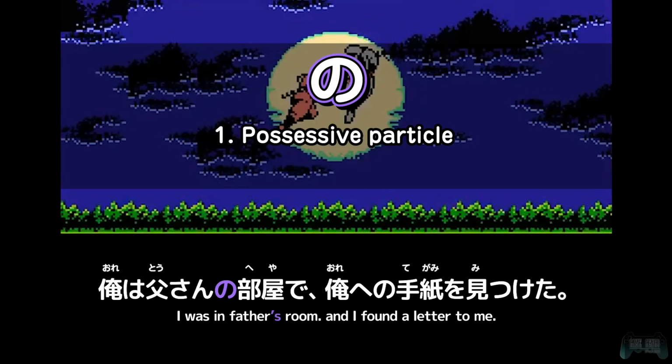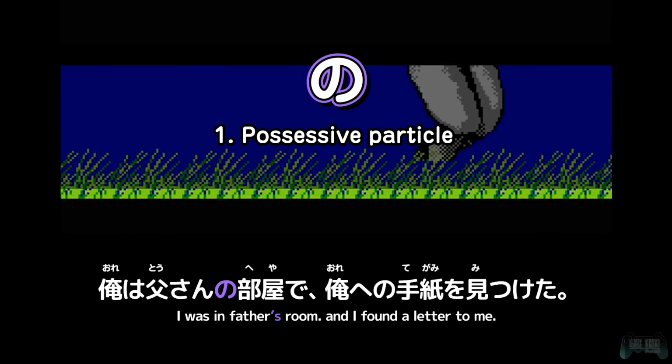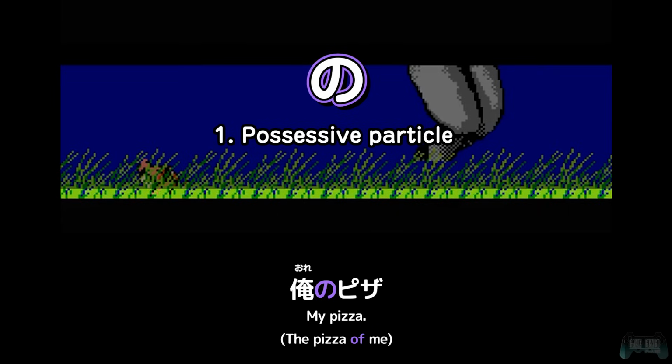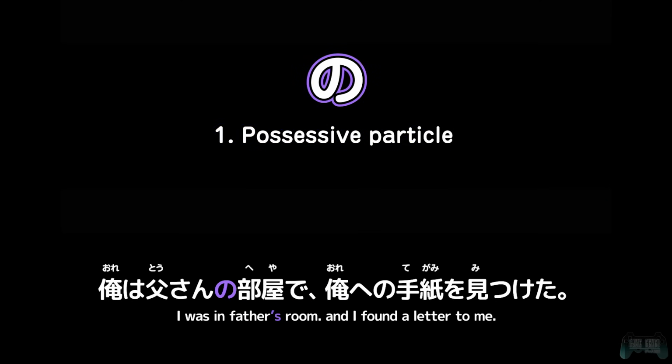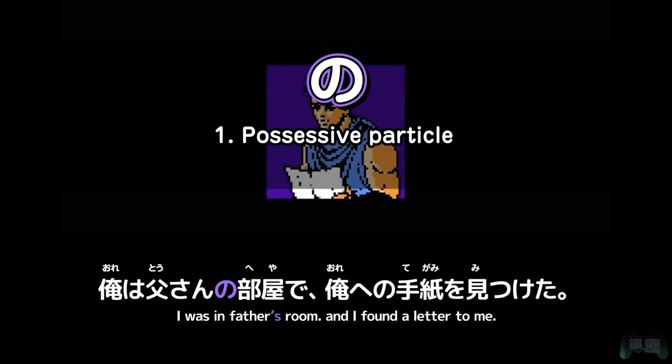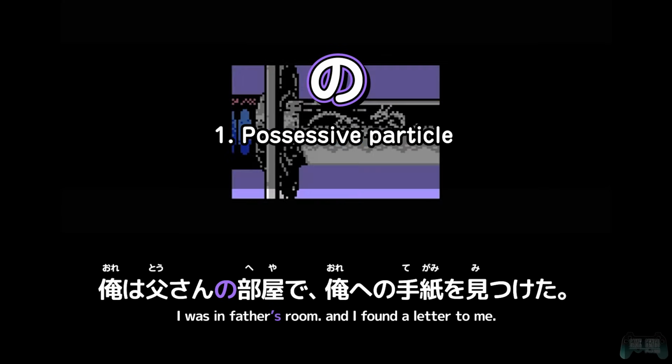No. The possessive particle. Another incredibly useful particle is the no particle. This first usage is used when you want to express ownership or possession of one noun to another. Like for example, my pizza, ore no pizza, or his bike, kare no bike. So here in Ninja Gaiden we have Tousan no heya de, in father's room. So the first noun is usually the one that has the ownership or possession of that second noun. A common translation you will see is this s, like father's room. That s is the no particle.